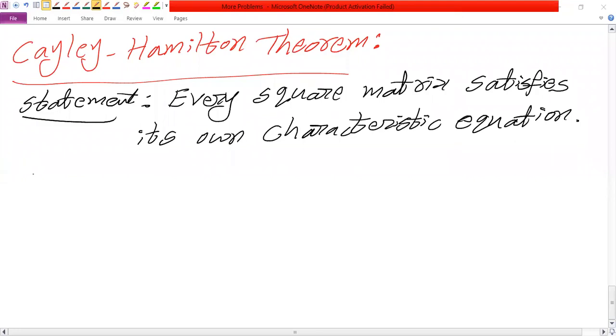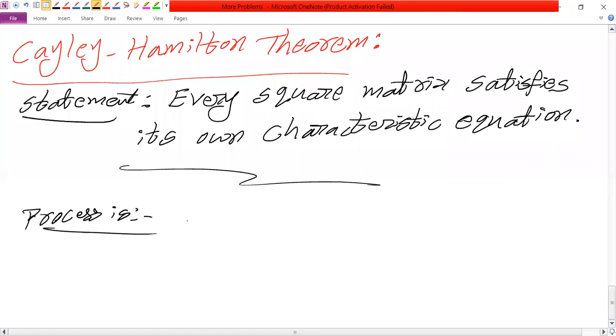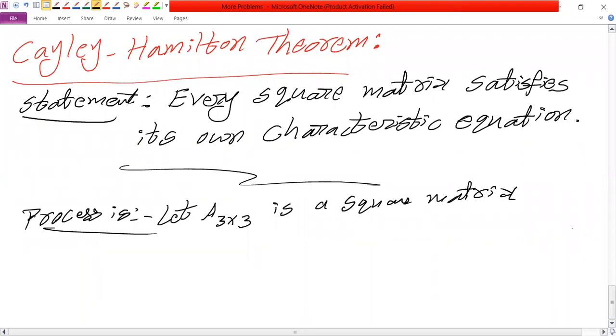So now the process is how we have to do. They will give us a matrix. A is a 3 by 3 square matrix. When they give a square matrix, students, this is a very, very important concept and a very simple concept.